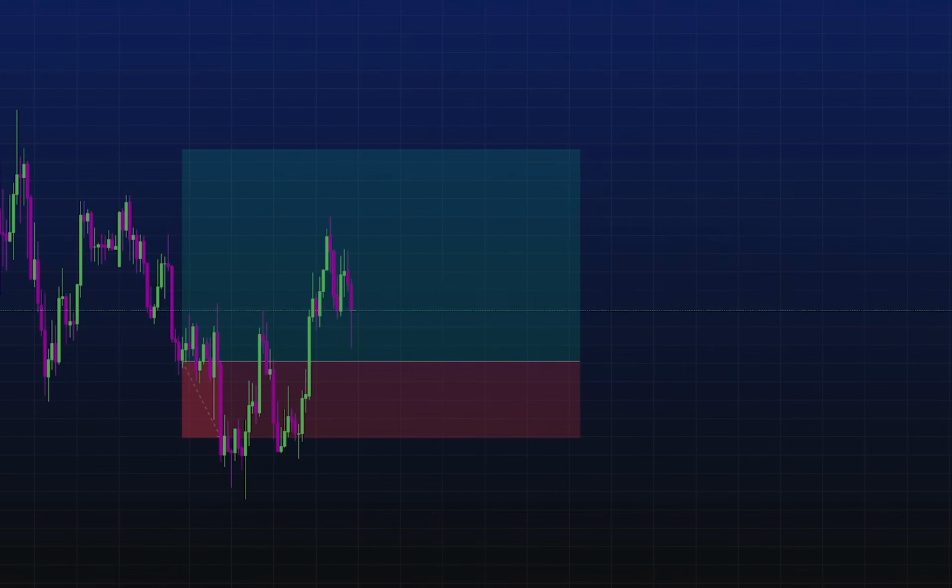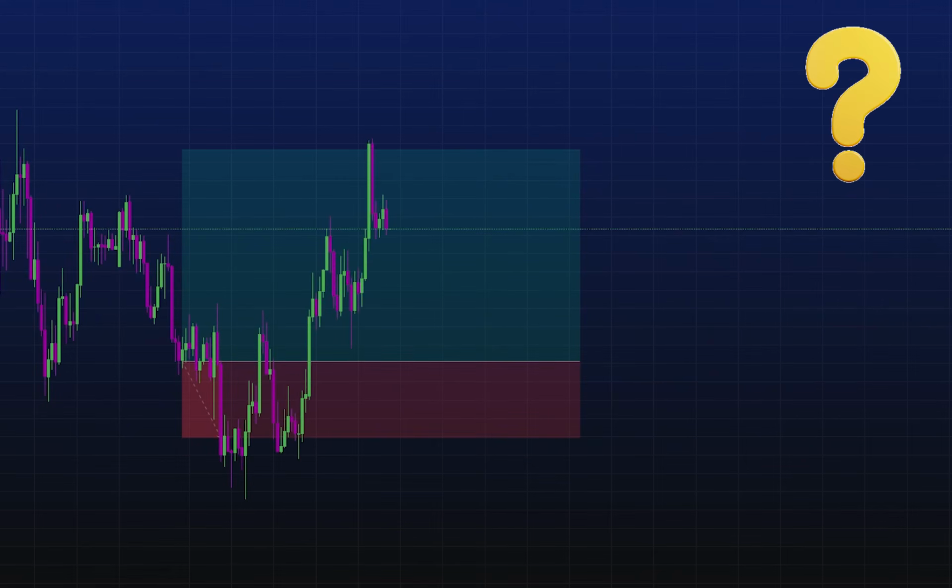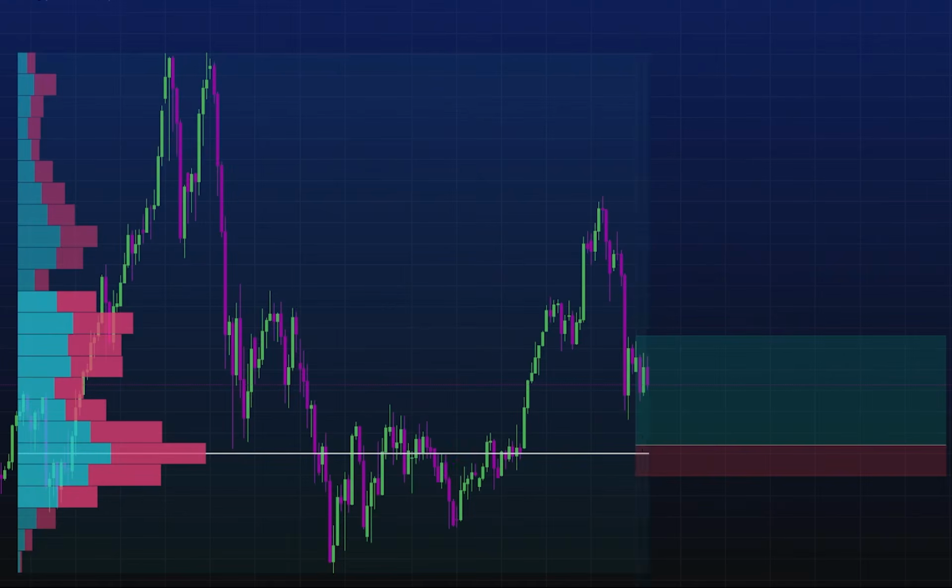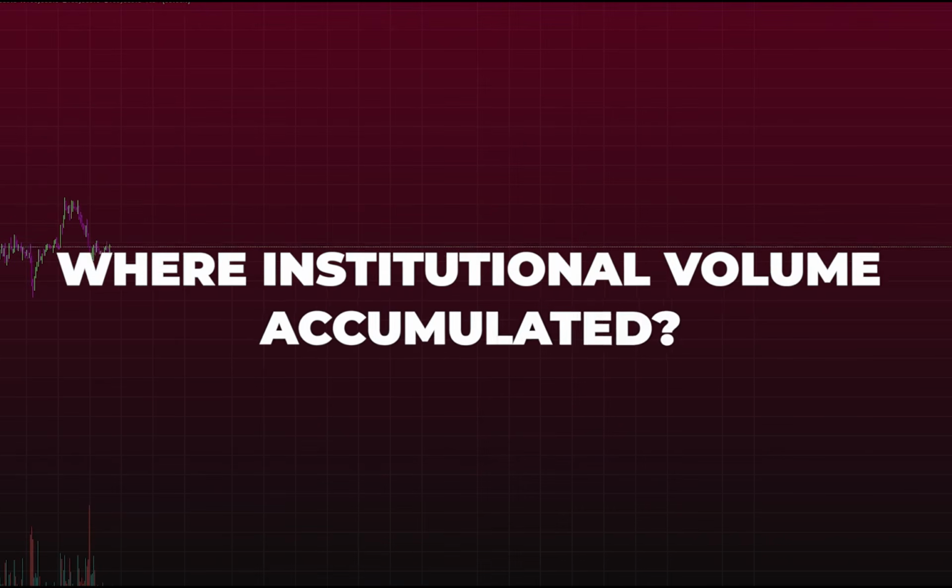Ever enter a trade only to get stopped out immediately, then watch it go your direction without you? Your entries are the problem. You're guessing where to get in while institutions enter at exact volume levels where they know price will hold. Volume and price action dictate where the market moves. By understanding where institutional volume accumulated, we know exactly where the big money is positioned and where price will react.